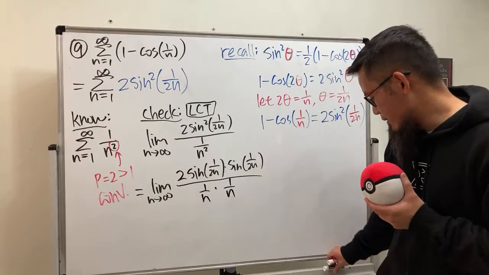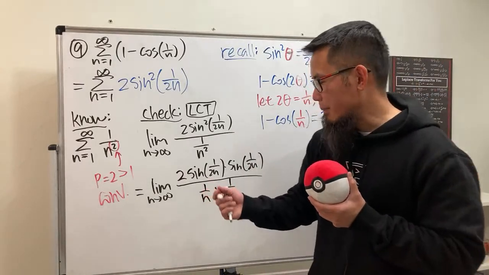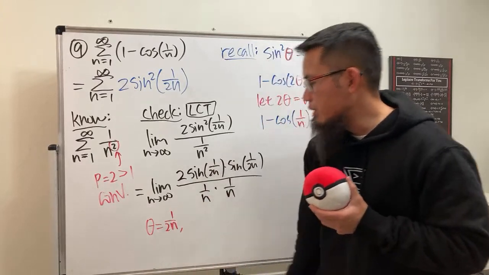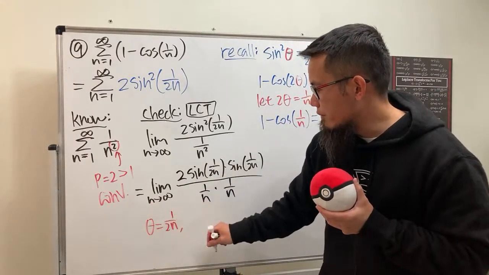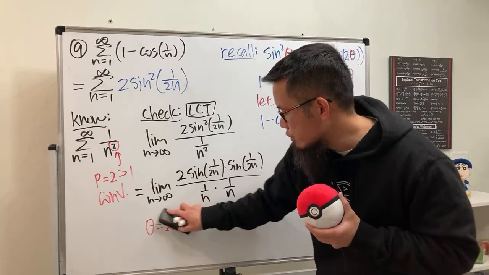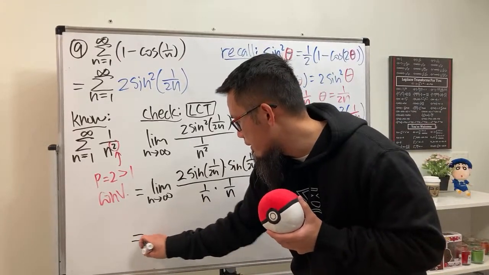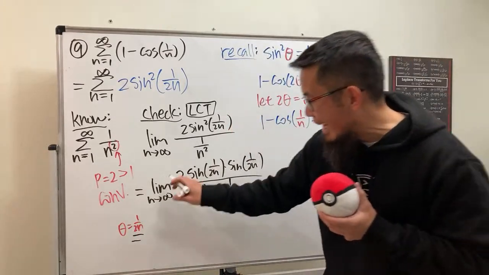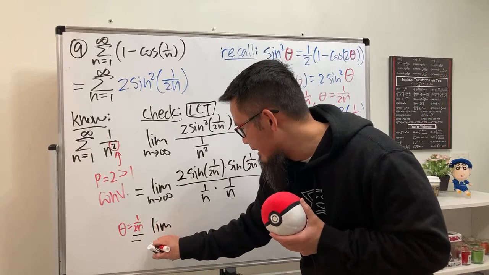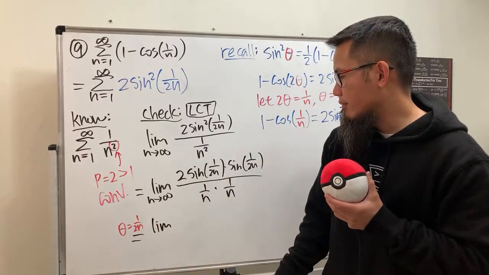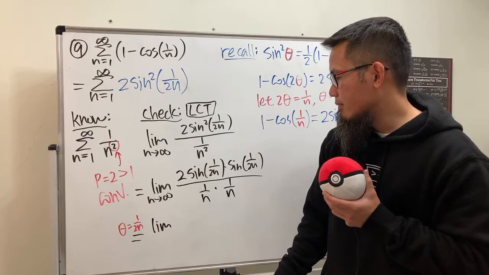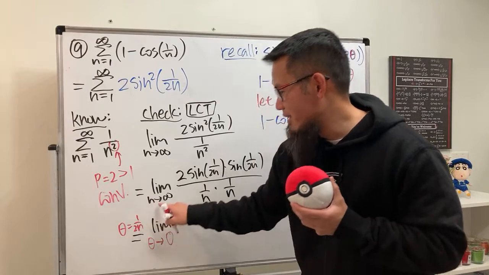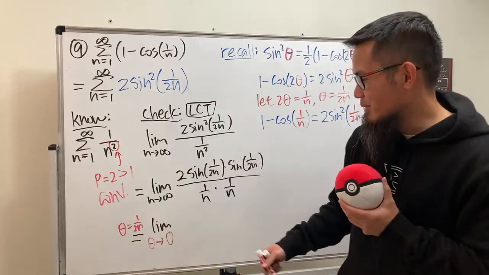Oh, why did we do that? Well, check this out. I'll do a real quick substitution. I'm going to let theta equal to 1 over 2n. And as you can see, as n goes to infinity, theta will go to 0. So perhaps I'll just write it down right here. Let theta equal to 1 over 2n. And we get the limit as theta goes to 0, because you put infinity in here, so theta goes to 0.